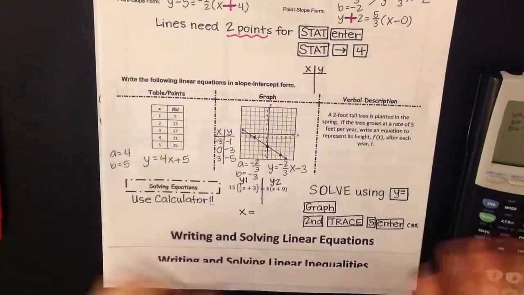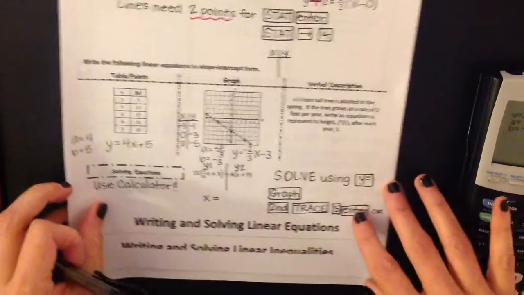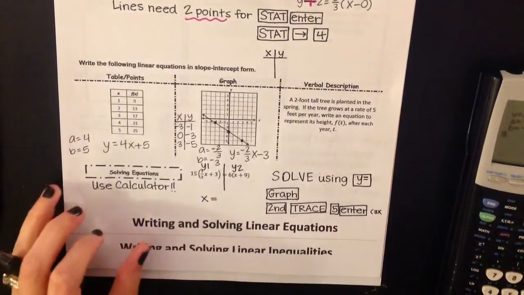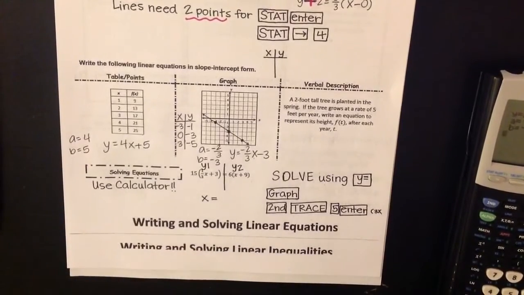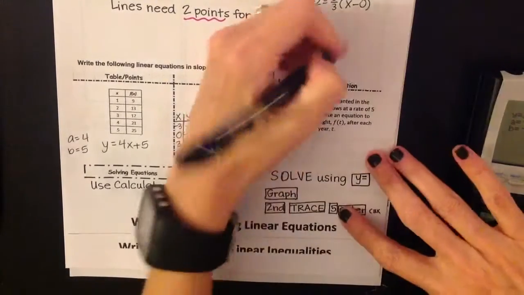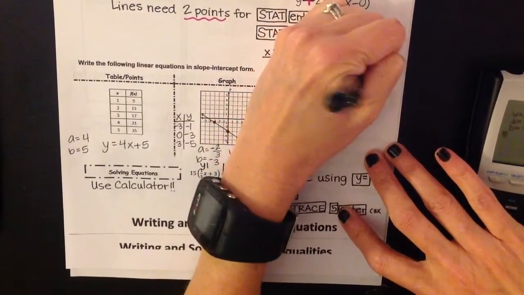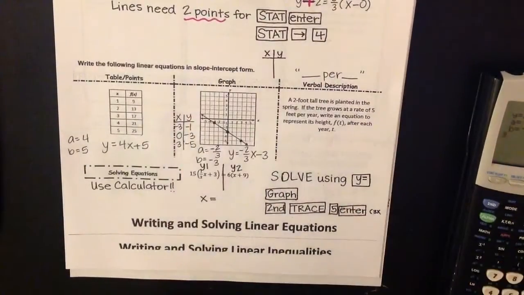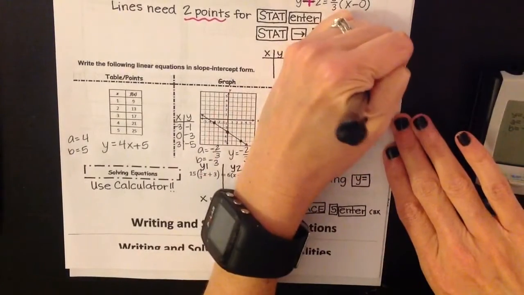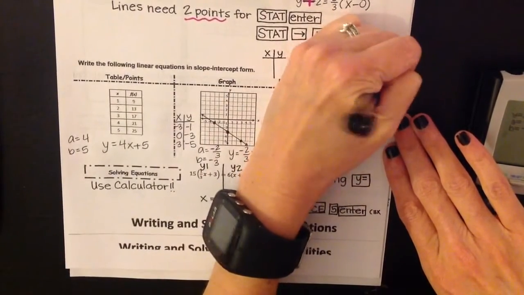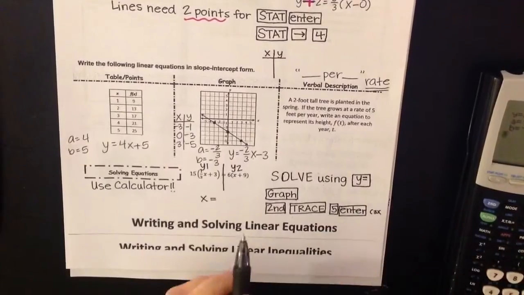There's my equation. All right, a verbal description. So you want to look for an initial value. Remember, just like from exponentials, that's your y-intercept. And you're looking for something per something, like miles per hour, feet per second, or you're looking for the word rate. Okay? Rate. That's your slope.